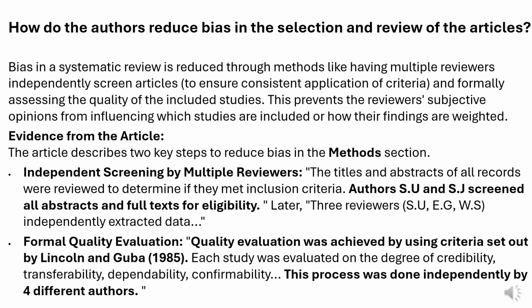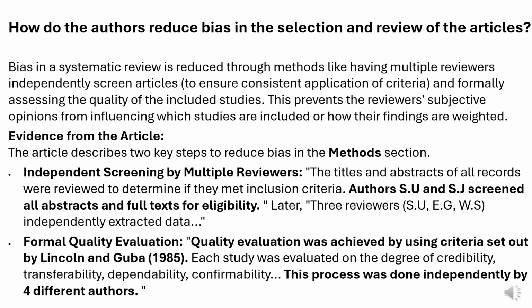How do the authors reduce bias in the selection and review of the articles? Explanation. Bias in a systematic review is reduced through methods like having multiple reviewers independently screen articles to ensure consistent application of criteria and formally assessing the quality of the included studies. This prevents the reviewers' subjective opinions from influencing which studies are included or how their findings are weighted.